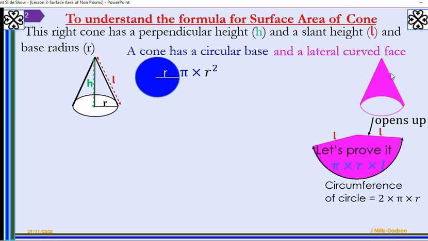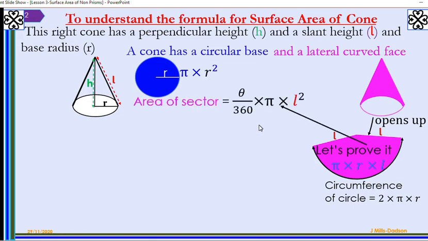Now, when you split it open and you form a sector, this arc is the circumference of the base circle. So if you like, you can cut a circle, make a sector out of it and fold it into a cone. And when you open it up, this bit would definitely be the same as the circumference of the circle. The circumference of a circle is 2 pi r. This radius is with respect to the base circle.